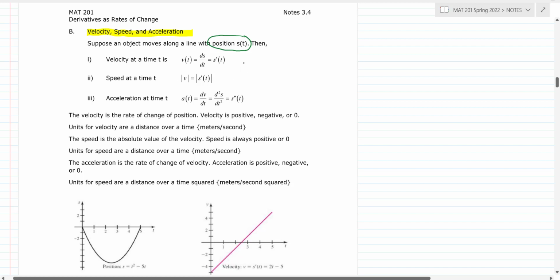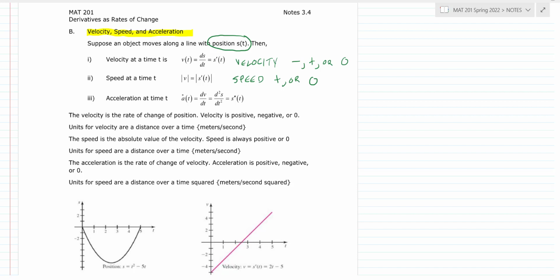Speed is different than velocity. Velocity can be either negative, positive, or zero. You can have negative velocity like we saw, but speed can only be positive or zero. You can't have a negative speed. That's why the absolute value of the velocity gives you your speed. So if you're driving in a car, your speedometer is not measuring velocity, it's measuring speed. It's always positive. Your speedometer never displays a negative number.